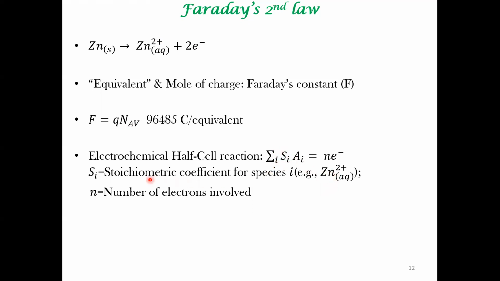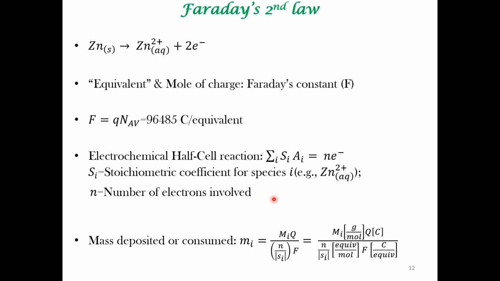Si represents a stoichiometric coefficient for that particular chemical species. For example, the stoichiometric coefficient for Zn2 plus is 1 in this case, okay? And for this system, n is 2, okay? The number of electrons involved in this half cell, okay? So that is a way of representing a half cell reaction.